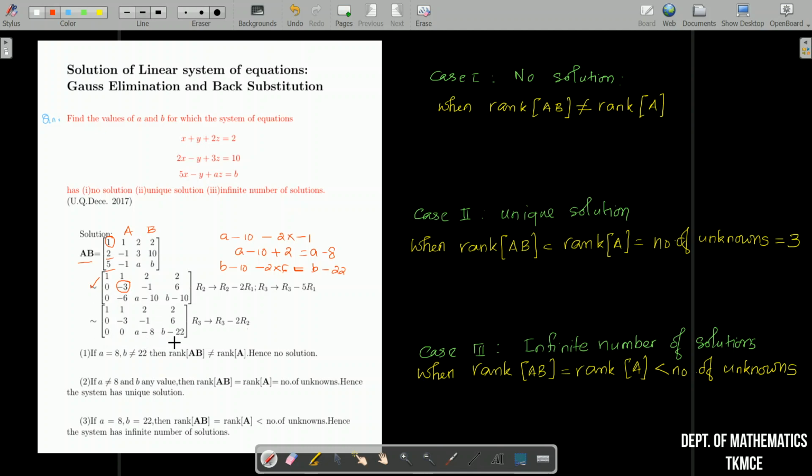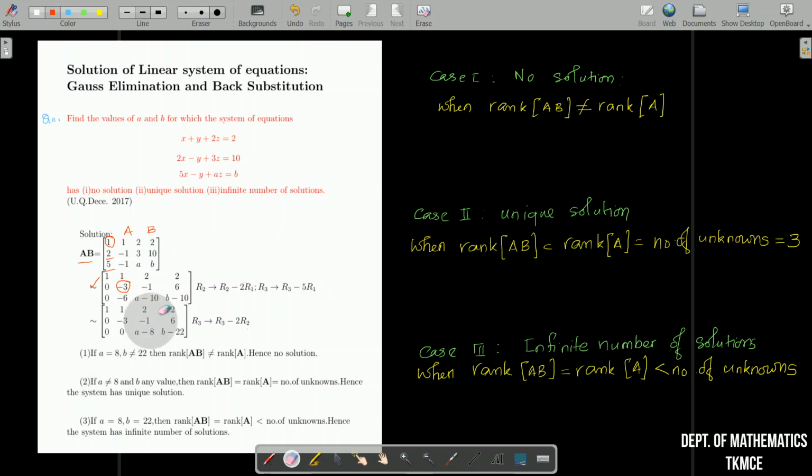As such, this matrix is in echelon form, so we can stop at this stage. We proceed to finding the ranks of the augmented matrix and the coefficient matrix, so that we can have the conclusions which lead to the answer to these three questions. So let us see what can be done in the next stage.